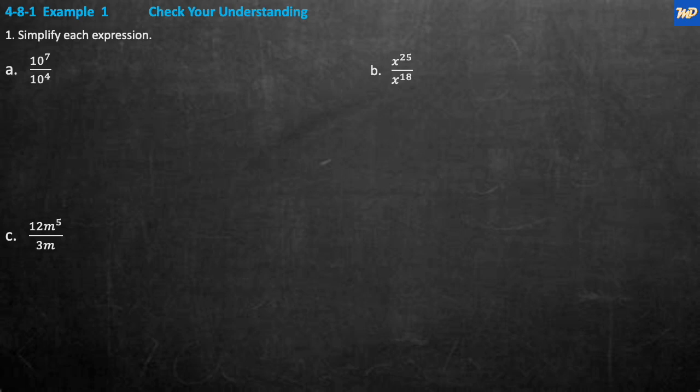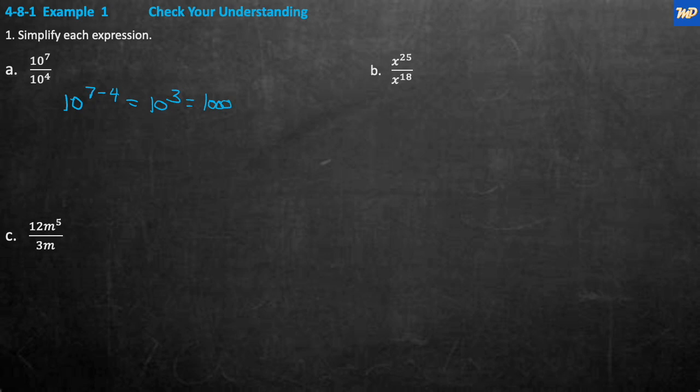For example 1, under check your understanding, they want us to simplify each of these 3 expressions. So let's try it. Let's simplify 10 to the 7th divided by 10 to the 4th. So what does that end up being? We'll say 10 to the 7 minus 4 is equal to 10 to the 3rd power. 10 to the 3rd power is what? Does anybody know? It's equal to 1,000. 10 times 10 times 10.